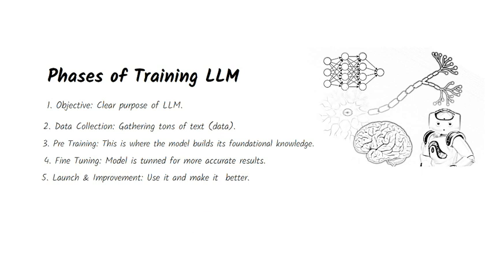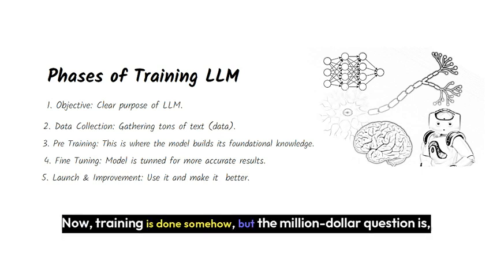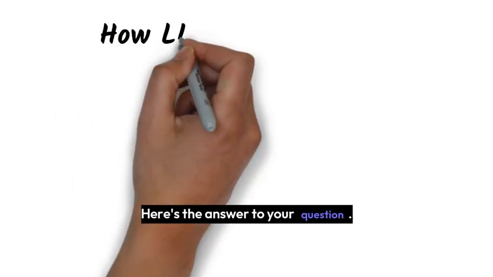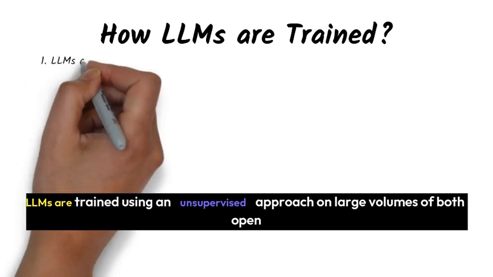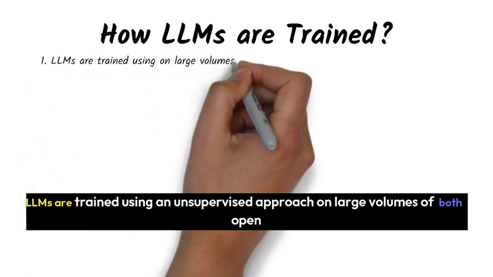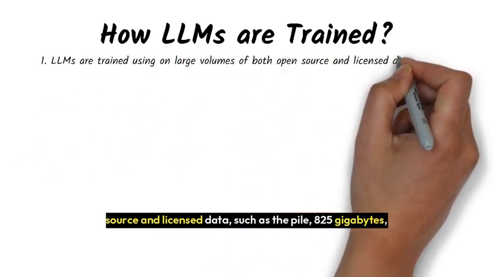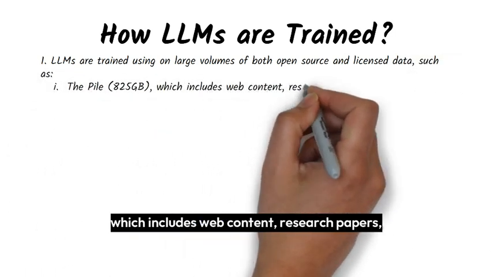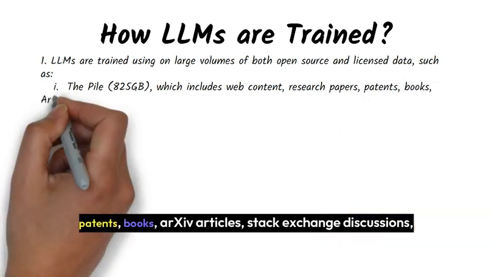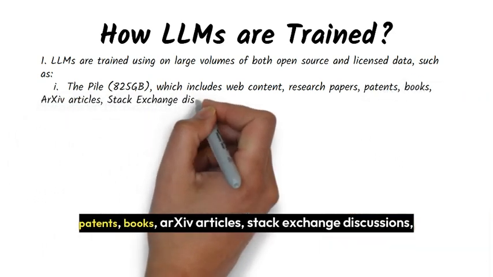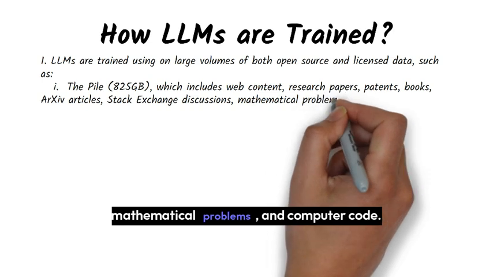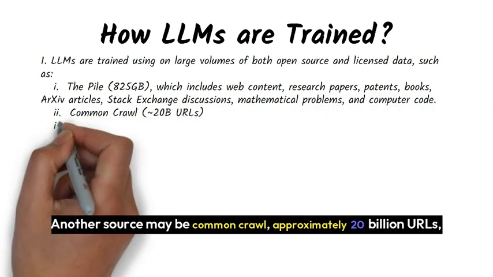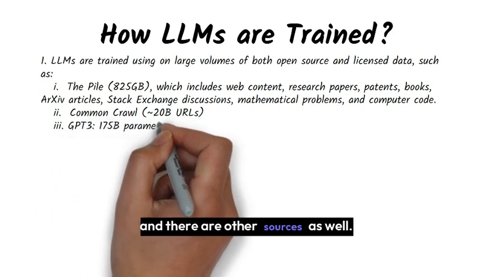Isn't that incredible? Now, training is done somehow, but the million-dollar question is, how are they smart enough? Here's the answer to your question. LLMs are trained using an unsupervised approach on large volumes of both open source and licensed data, such as the Pile, 825 gigabytes, which includes web content, research papers, patents, books, Archive articles, Stack Exchange discussions, mathematical problems, and computer code. Another source may be Common Crawl, approximately 20 billion URLs, and there are other sources as well.